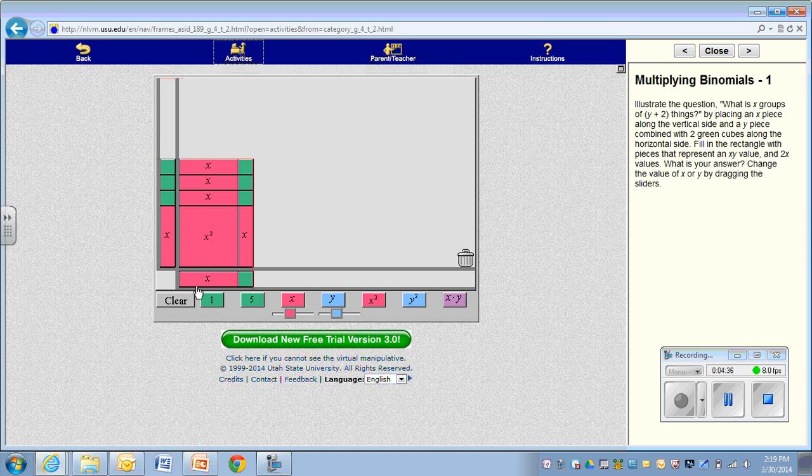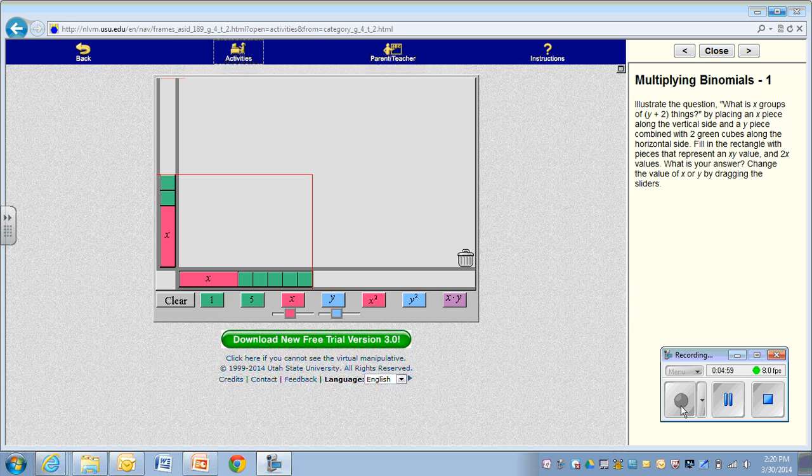So that's 3. So the answer to my binomial multiplication of x plus 1 times x plus 3 is x squared. This is the only x squared. Plus 1, 2, 3, 4 x's plus 3. X squared plus 4x plus 3.